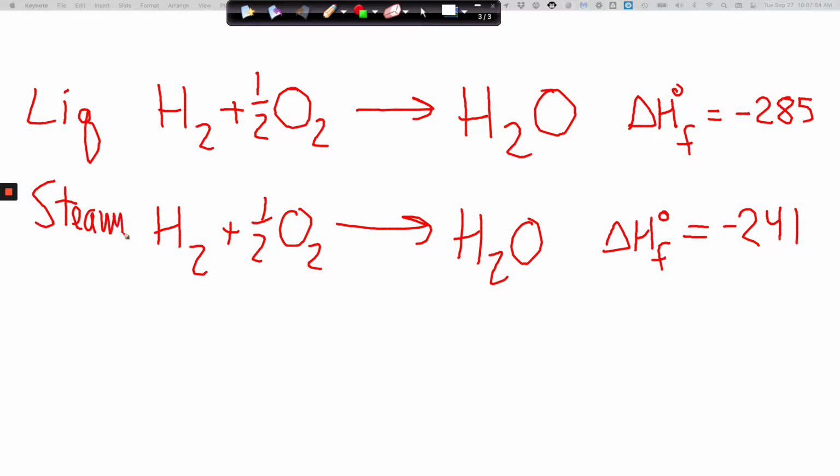So guys, why is the heat of formation for liquid water more negative? Think about it that way. Why is the heat of formation for liquid water more negative? What's the difference between the top and bottom? Let me ask it a different way. Guys, which has more energy? Steam or hot water? Steam. Let's talk about it.